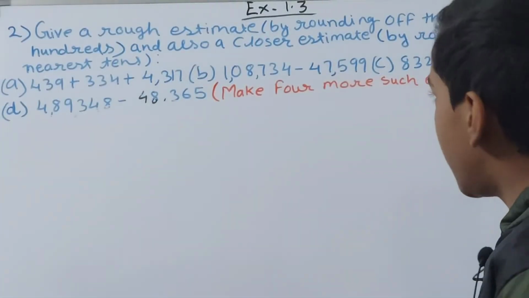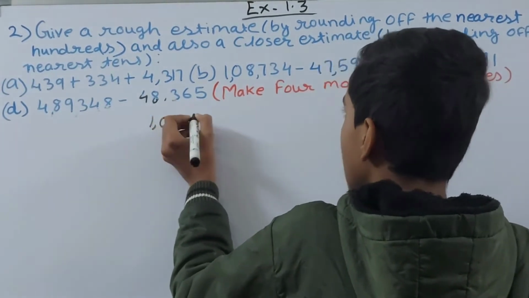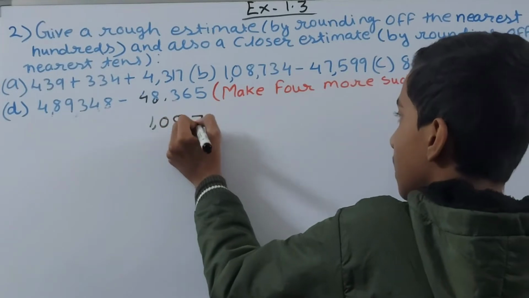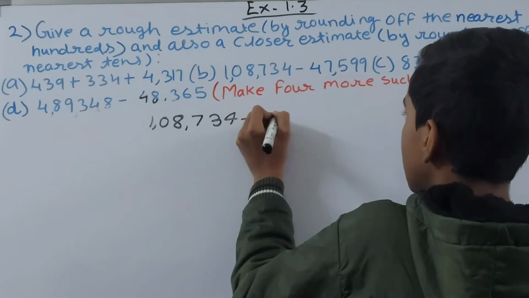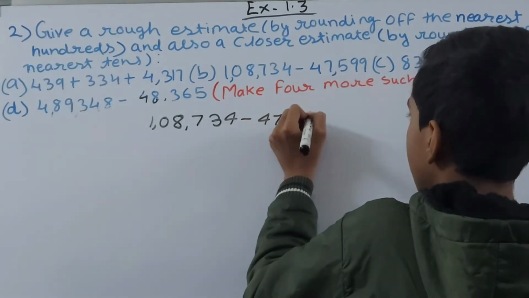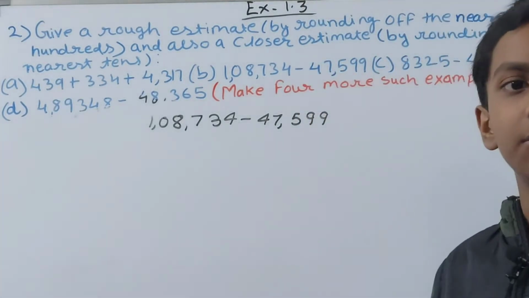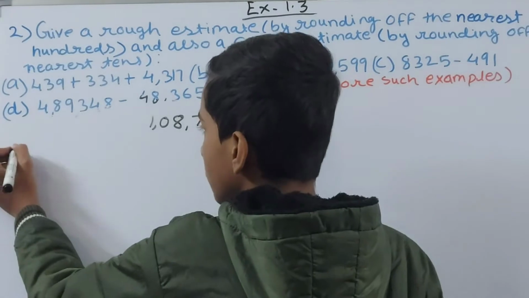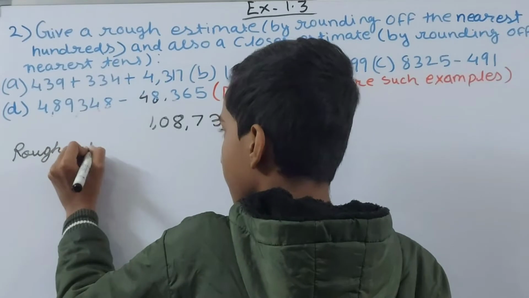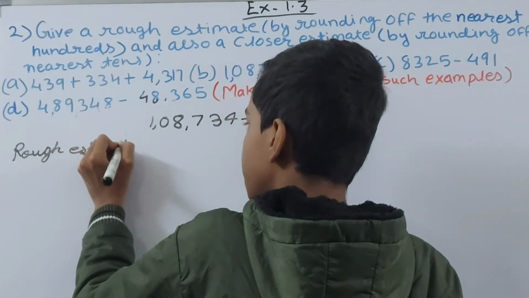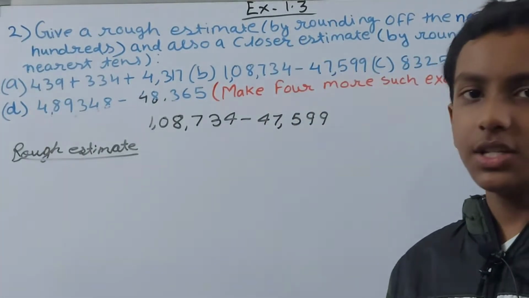Now let's solve the B part. B part is 1,08,734 minus 47,599. Okay, so now we will find its rough estimate and closer estimate. First, of course, we'll find the rough estimate, and for the rough estimate we have to round off the numbers to the nearest hundreds place.